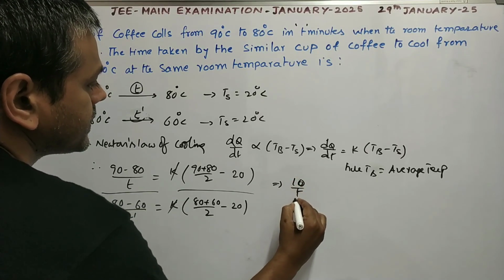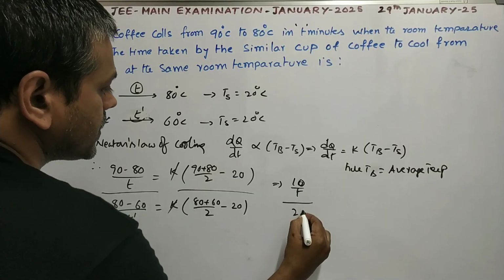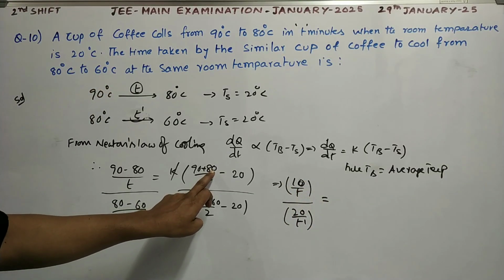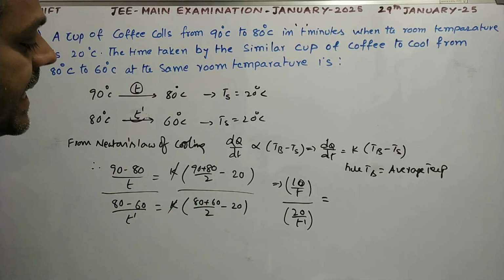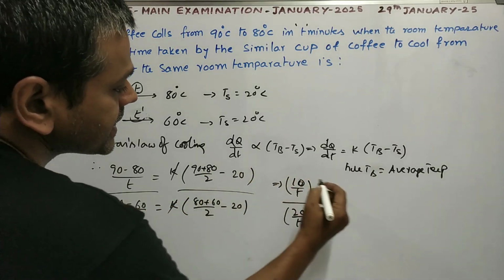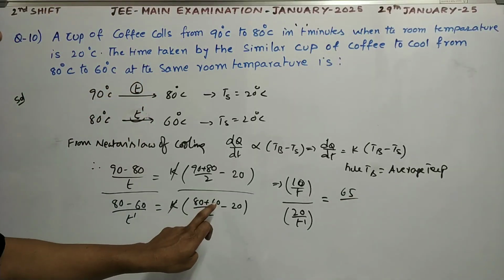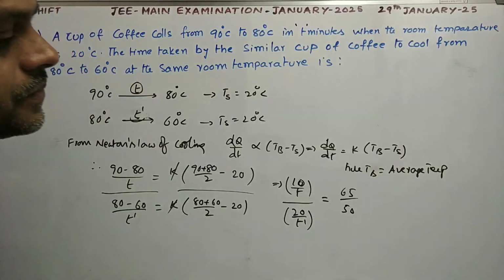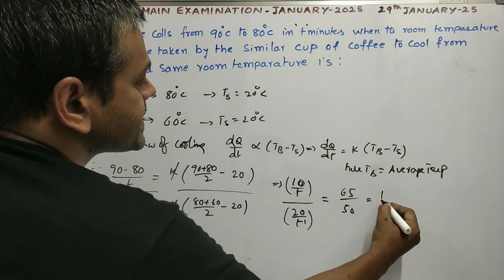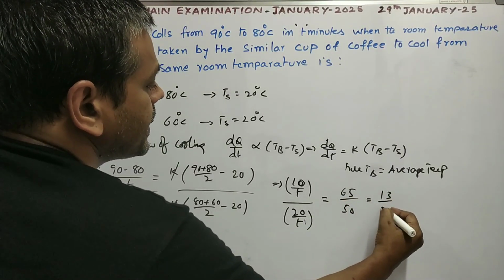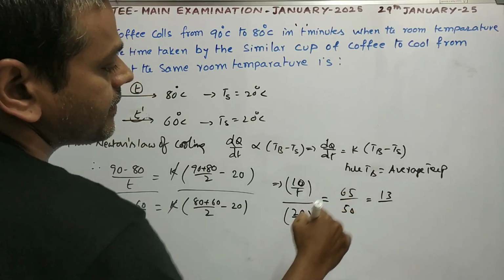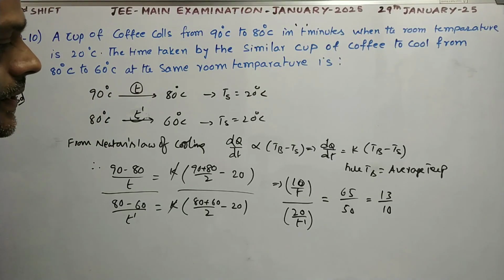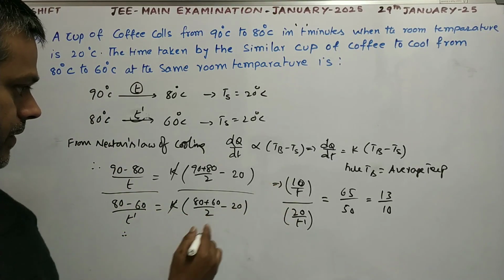10 by T by what is that? 20 by T dash is equal to what? 170 by 2, that means 85. 85 minus 20, 65, by 80 plus 60, that means 140, 70 minus 20, that means 50. Okay, dividing by 9 and by 5, that means similarly 5 times 10. Okay, right. Therefore, you get what is the value?